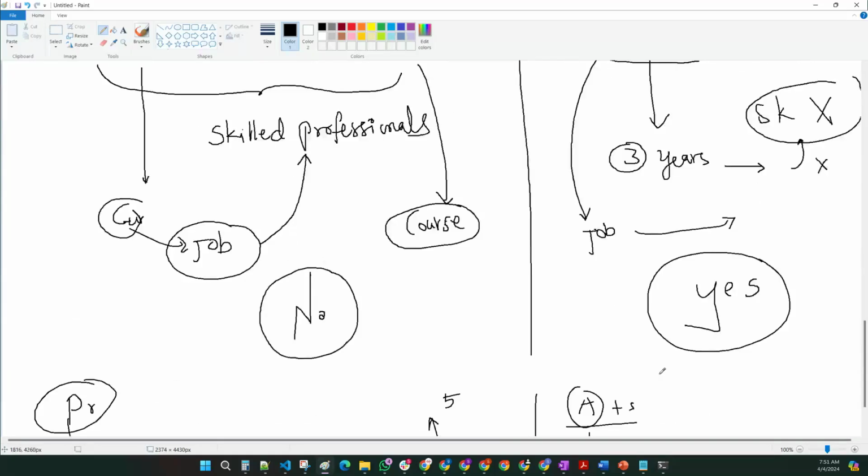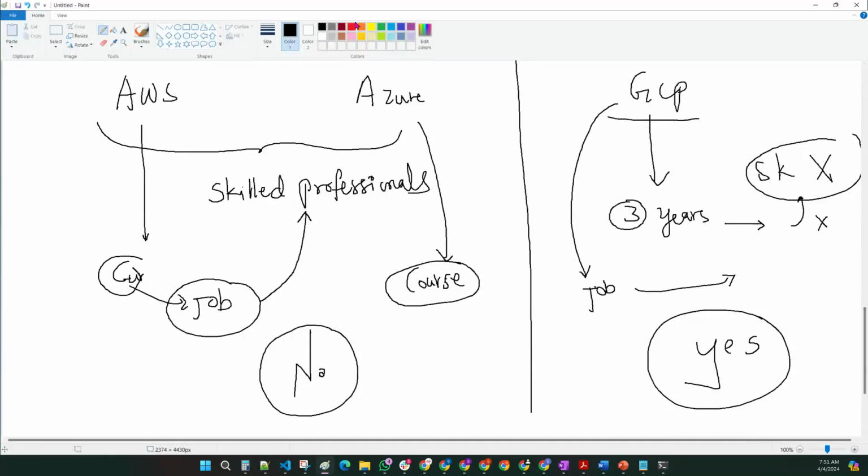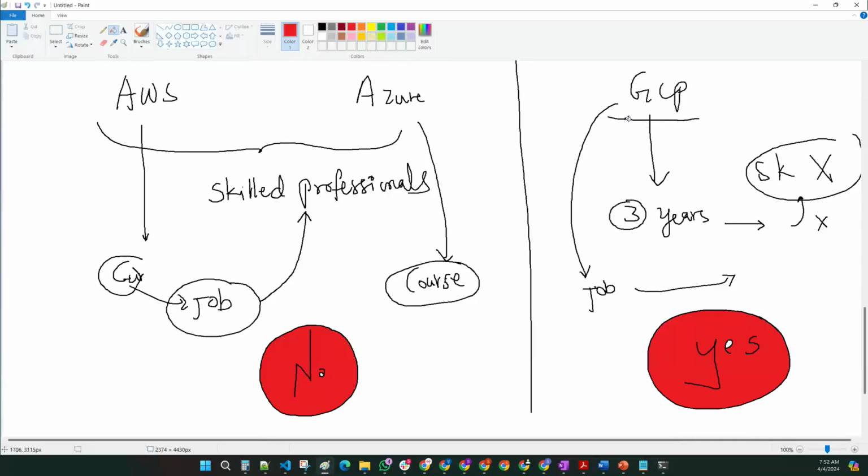So this is how it is, guys. The catch is this one. Now you are learning some course because you want to get a job. Think about yourself: are you comfortable competing with the skilled persons? If not, then go for GCP.